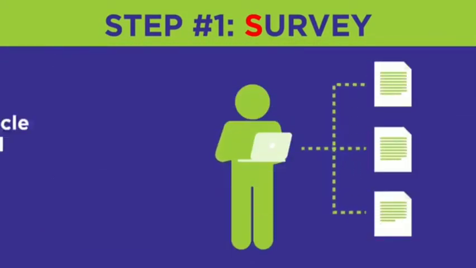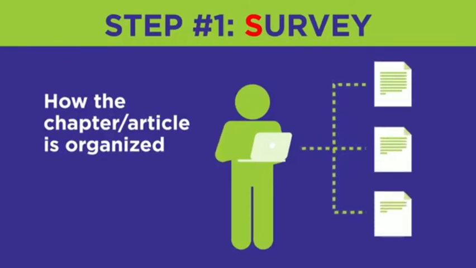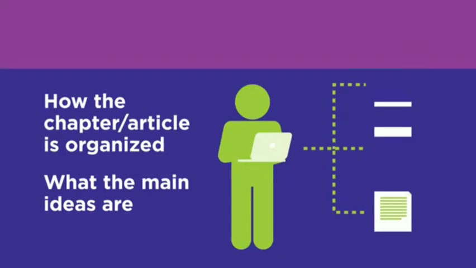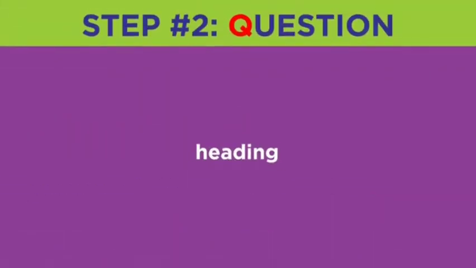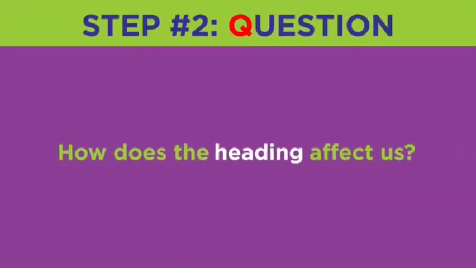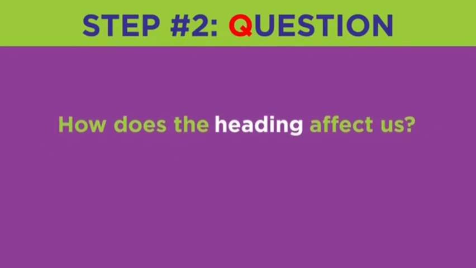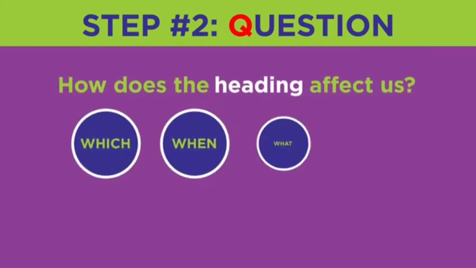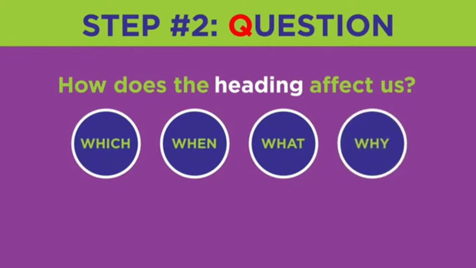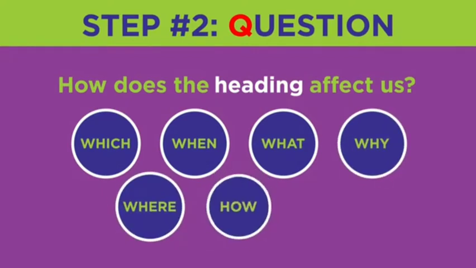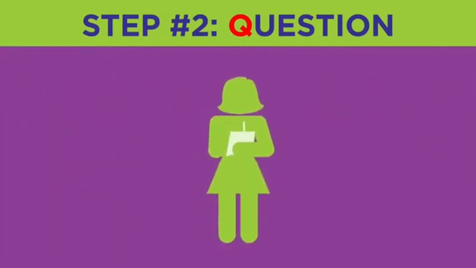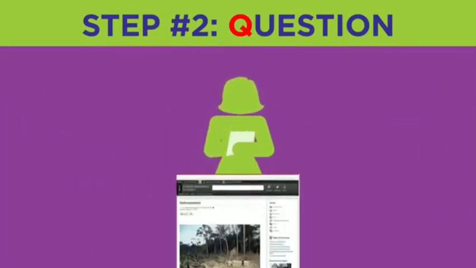Now you should have a general idea of how the chapter, or article in this case, is organized and what the main ideas are. The second step is to turn each heading and subheading into a question. Use some of these question words to get started. Which, when, what, why, where, how, and who. Write down your questions to refer to as you read the text.